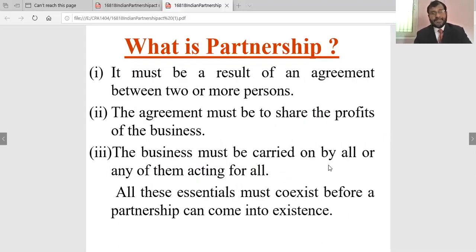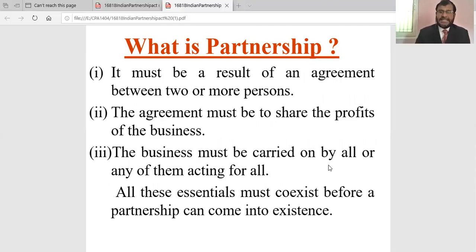First, it must be the result of an agreement between 2 or more persons. The essential condition is that there should be 2 persons, or more persons can be there in the partnership. Second, the agreement must be to share the profit of the business.